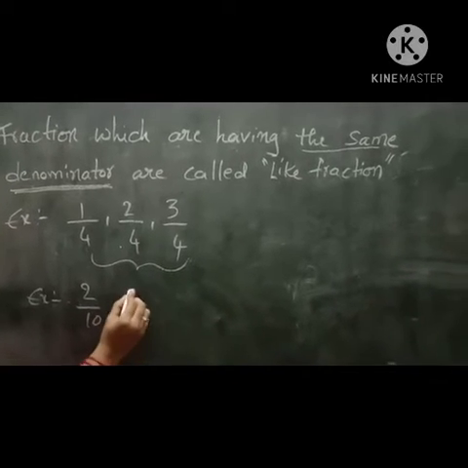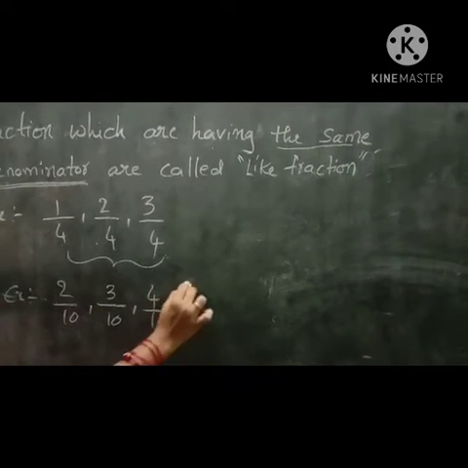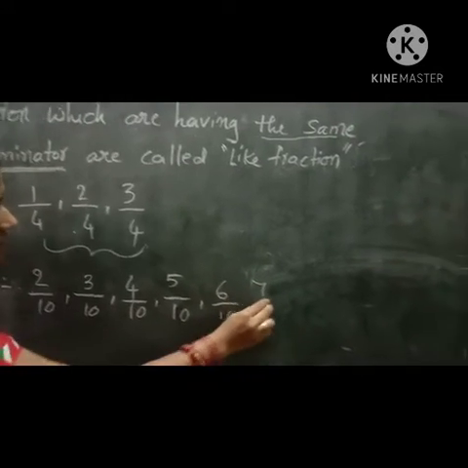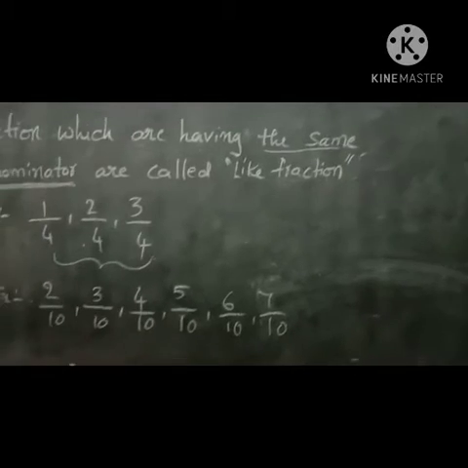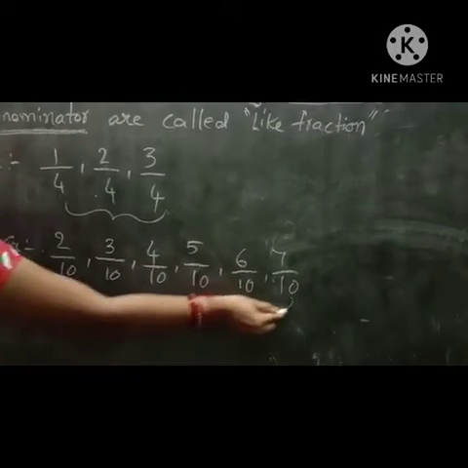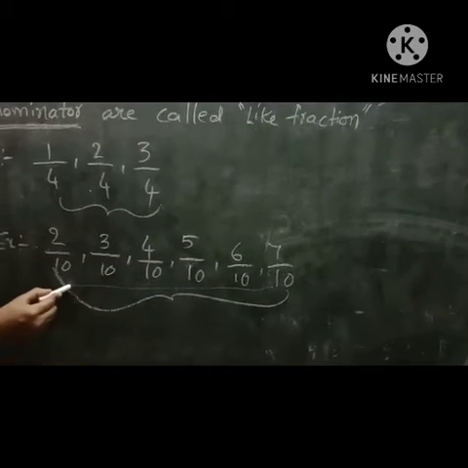Now see one more example. 2 by 10, 3 by 10, 4 by 10, 5 by 10, 6 by 10, 7 by 10. Here see the denominators. What is the number here? 10 is there, and all the denominators are the same.